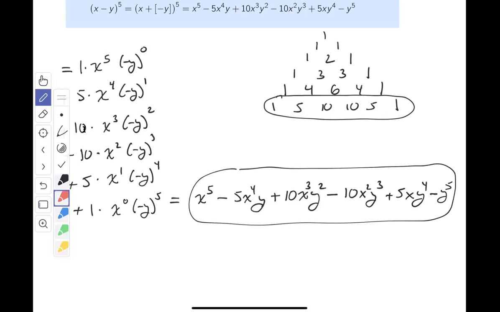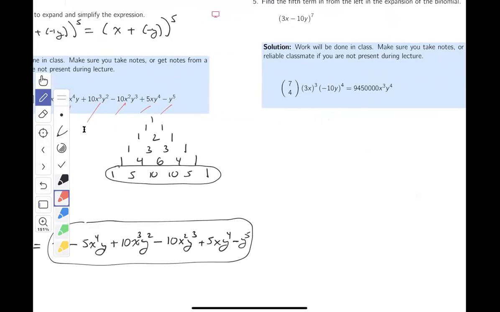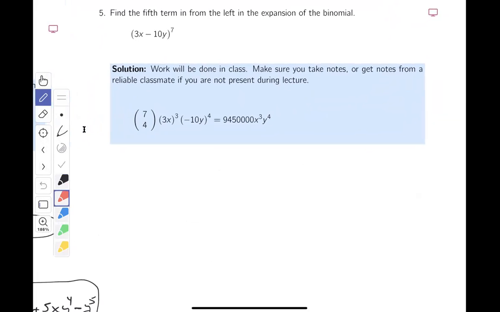Look at the key. x⁵ minus 5x⁴y, plus 10x cubed y squared, minus 10x squared y cubed, plus 5xy⁴, minus y⁵. Right? Worked out beautifully. We expect them to work out beautifully. All right, let's take a look at this one over here.